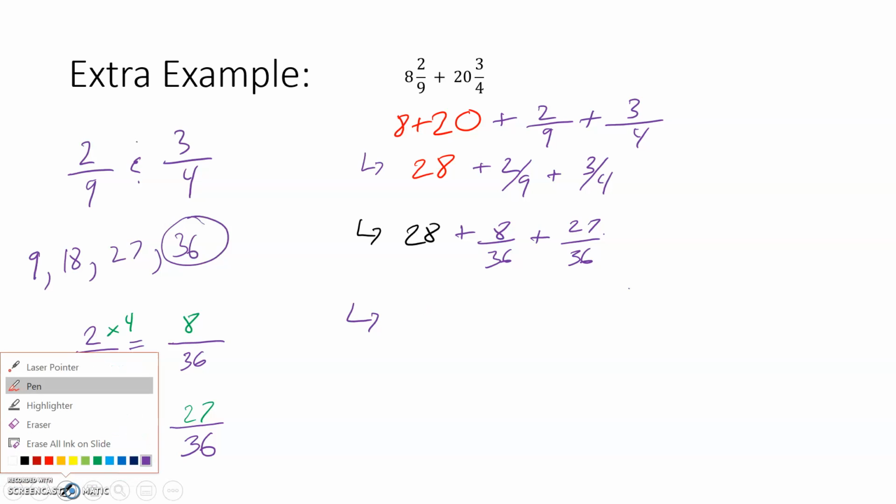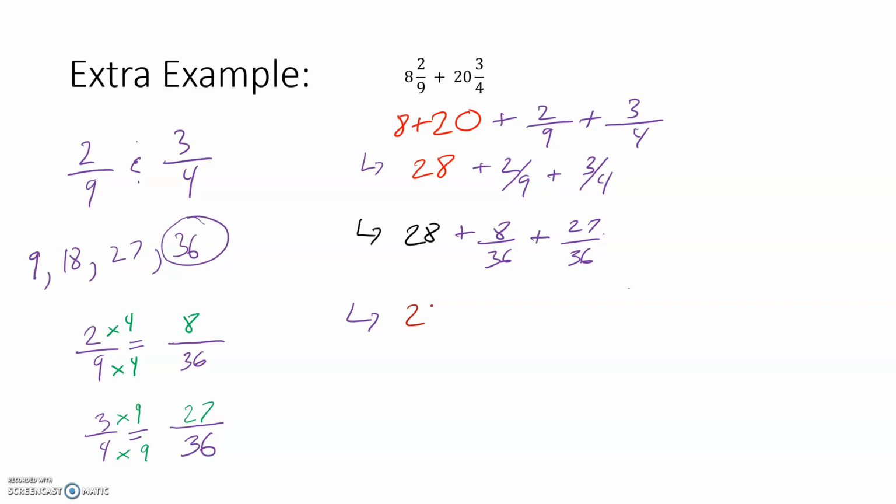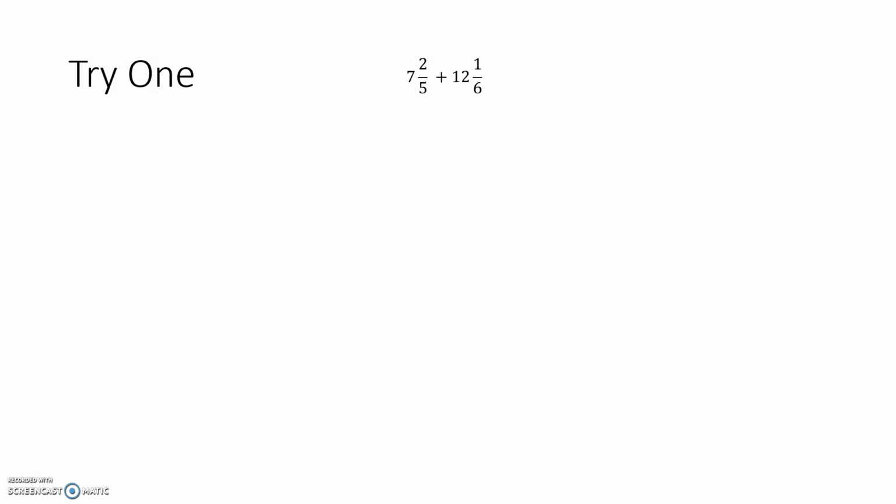That's going to get me 28, and 8 plus 27 is 35, so 35/36. And that is already simplified. Yep, that's already simplified, so there's nothing else I need to do. So my answer is 28 and 35/36. All right, go ahead and try one on your own, and hit resume once you're ready.